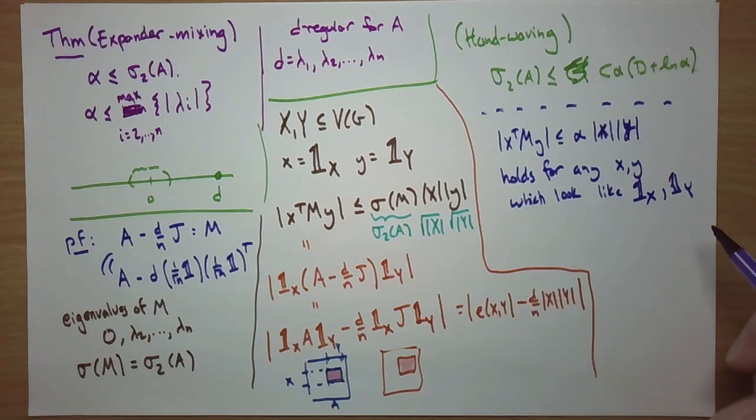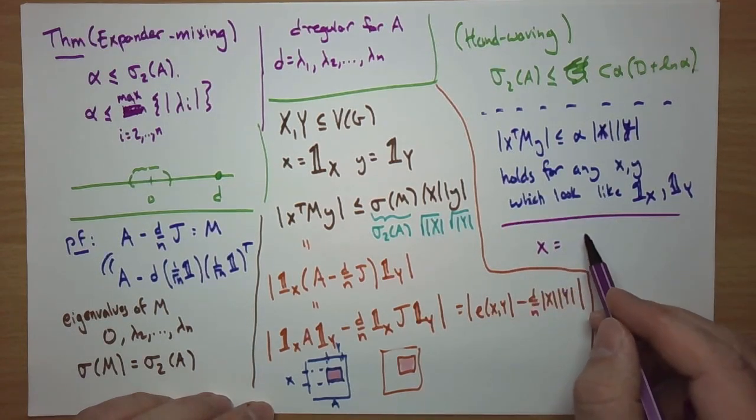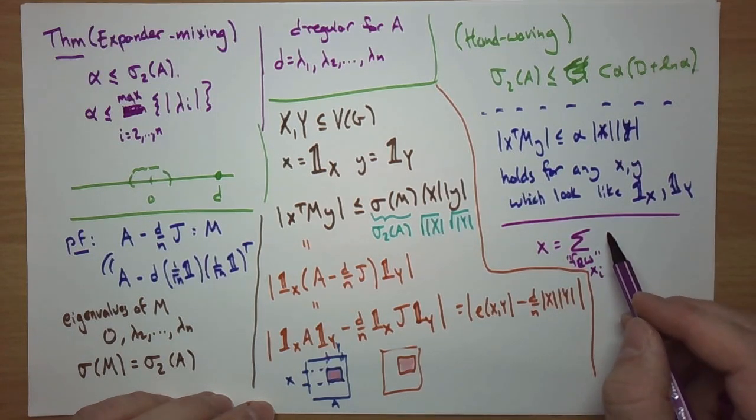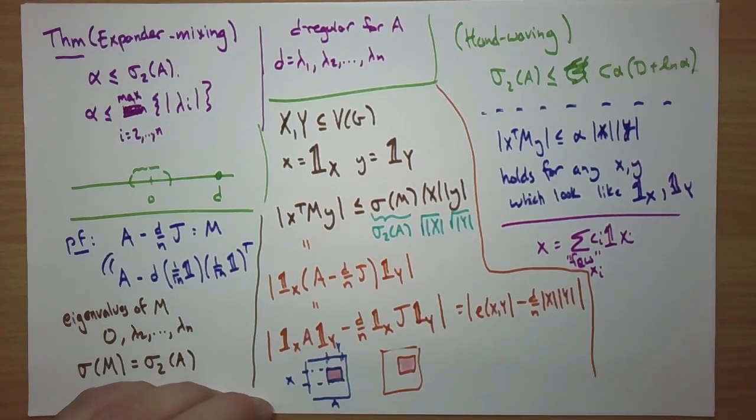Okay. So now we say, but wait, most vectors don't look like that. And it's true, most vectors don't look like that. But here's the great aha, which is to say, even though most vectors don't look like that, most vectors do look like a sum over few x sub I, 1, x sub I, and c sub I.